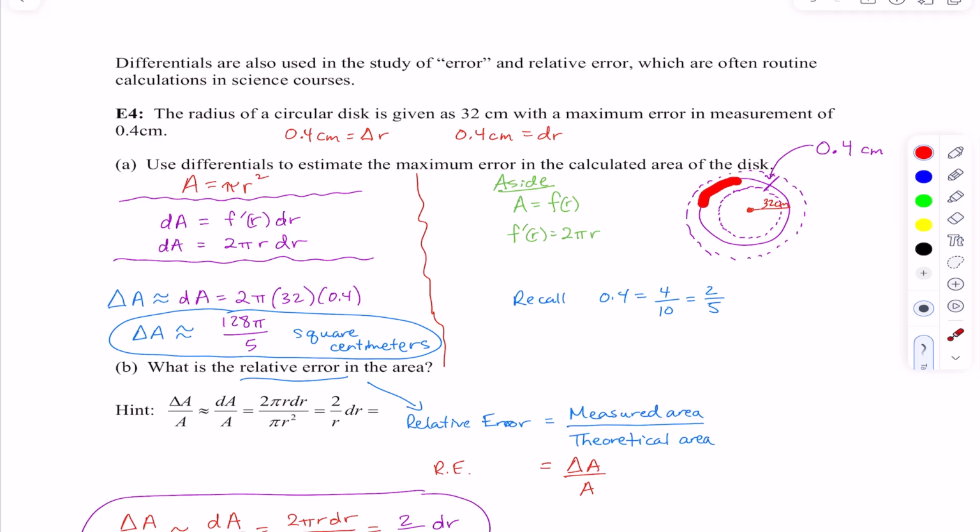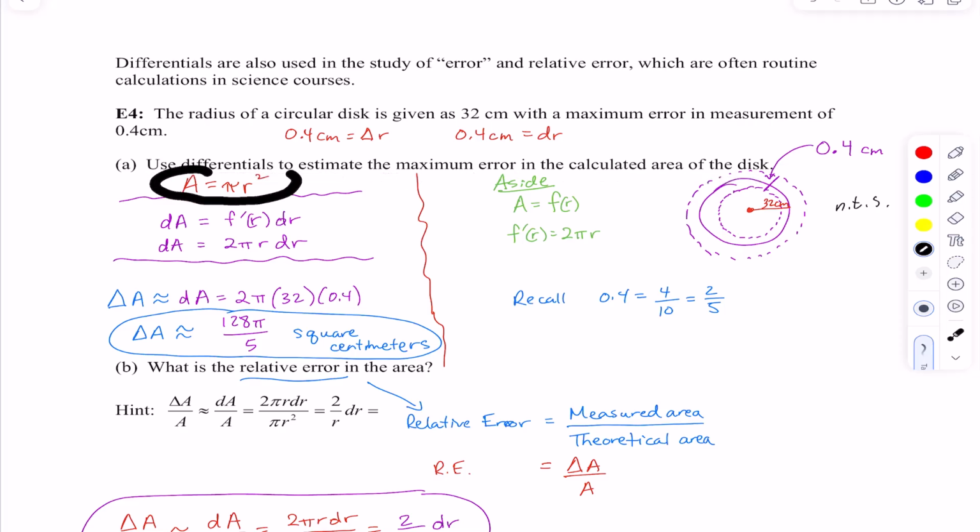So here's a rough sketch of a circular disk, and there could be error in that measurement or in that calculation. It gives a little bit of error of 4/10 altogether. So between these two dotted lines, there could be a 4/10 of a centimeter error. Obviously, this is not to scale, it's just a sketch to help you visualize what is actually taking place. Now our goal is to use differentials to estimate the maximum error in a calculated area of the disk.